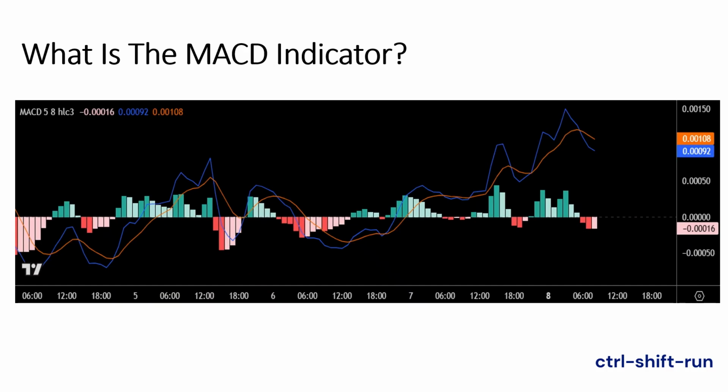The MACD stands for Moving Average Convergence Divergence. It was created in the late 1970s to measure the momentum, direction, and strength of a trend in a security's price. There are three components of the MACD indicator.